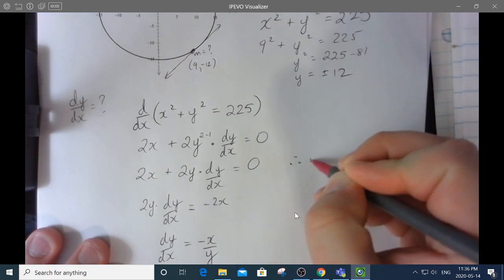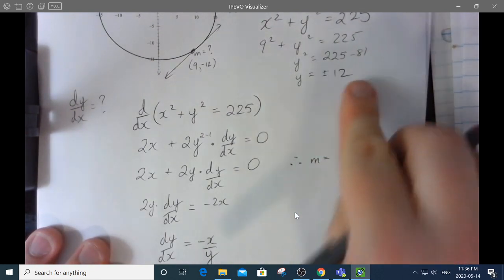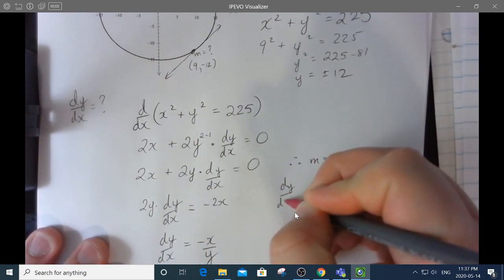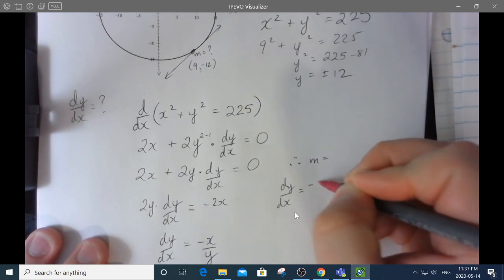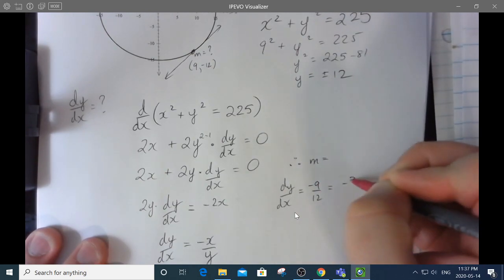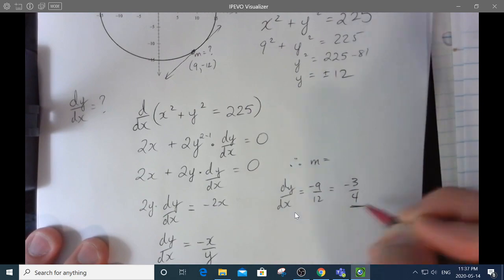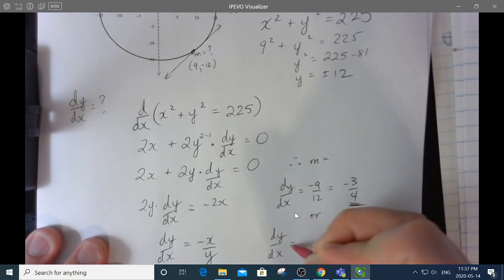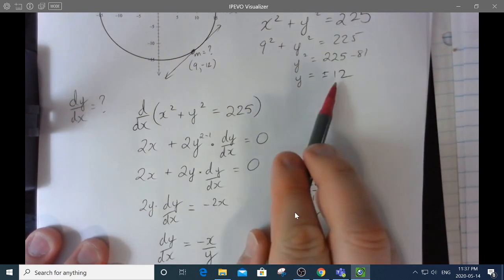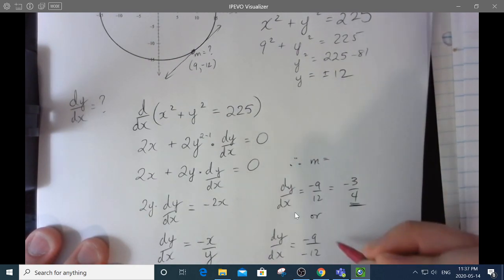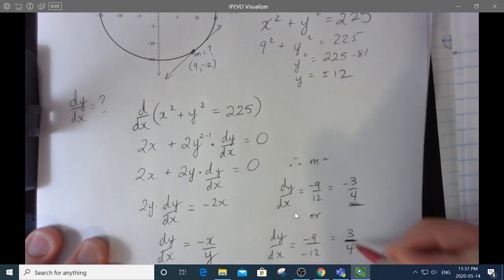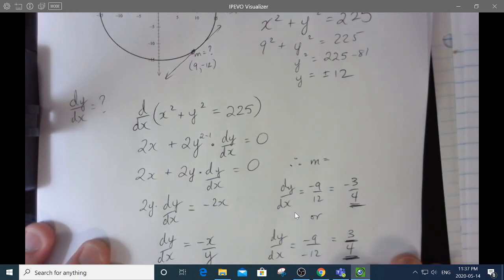Therefore, if I use positive 12, my slope dy by dx would equal negative 9 over 12, which is negative 3/4. Or my slope would equal negative 9 over the other value, negative 12, and my slope would be positive 3/4. And that, oops, I meant to underline that. That tracks for the diagram, right?